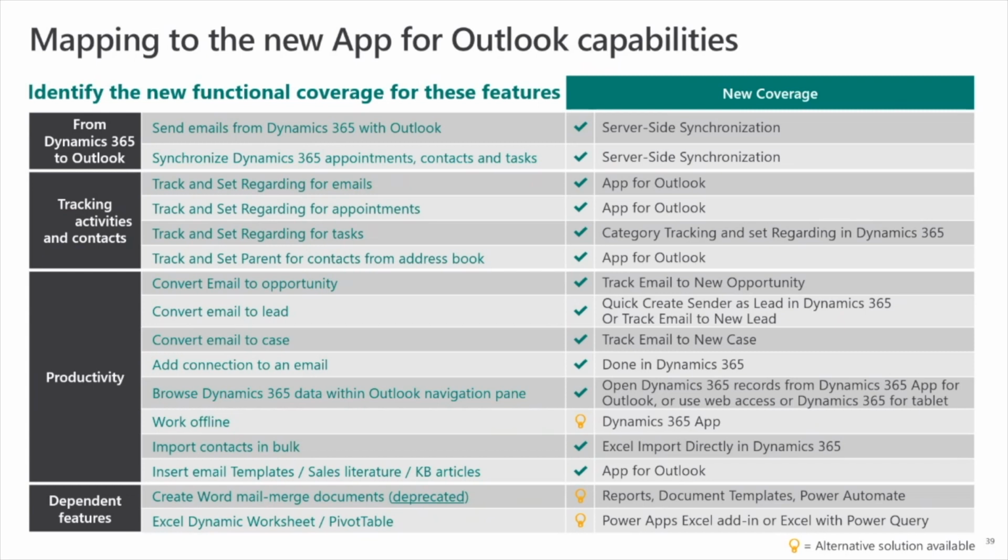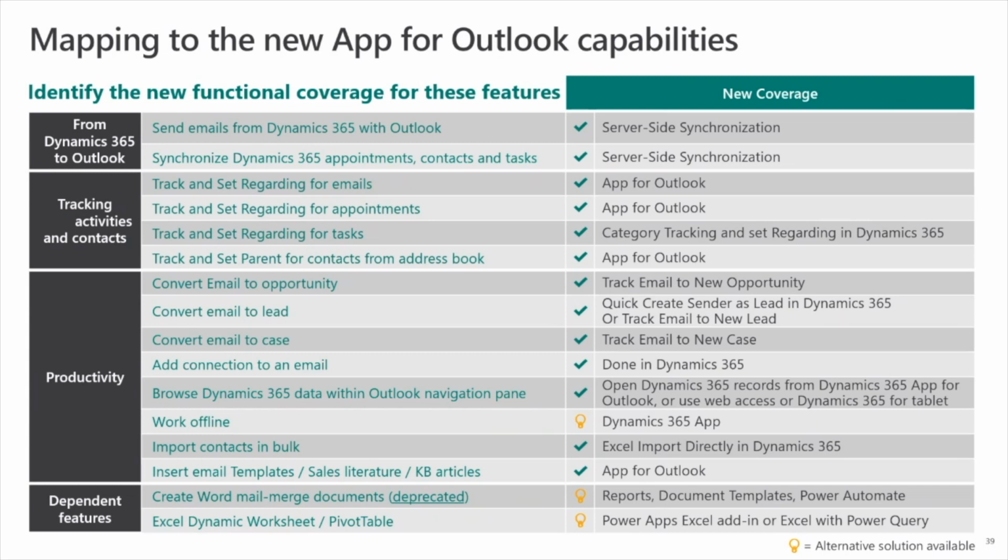In order to browse Dynamics 365 data within the Outlook navigation pane, you just have to open Dynamics 365 records from the Dynamics 365 app for Outlook, or you can use the web access or Dynamics 365 for tablet to browse the records. But you can browse data in Dynamics 365 right from the app for Outlook. To work offline, the new coverage is the Dynamics 365 app that's available today on iOS and Android. But we'll discuss that later. We also have plans and current work to make that work also on the Windows 10 tablet application.